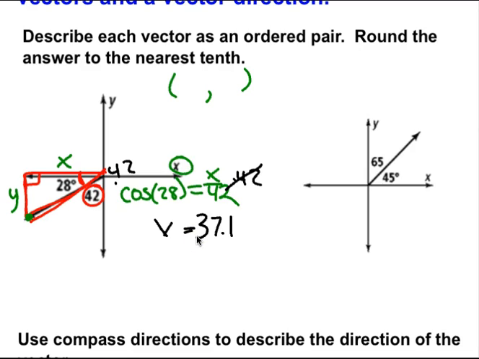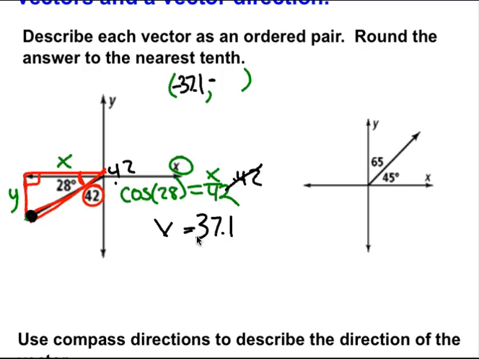Now, when you're writing a vector ordered pair, you have to think about the positives and negatives. If we look at the endpoint of that vector, the one I'm tracing in black right now, that's in the third quadrant. And in the third quadrant, everything is negative, which means you have a negative 37.1. And whatever our y value is, we're also going to make that negative.